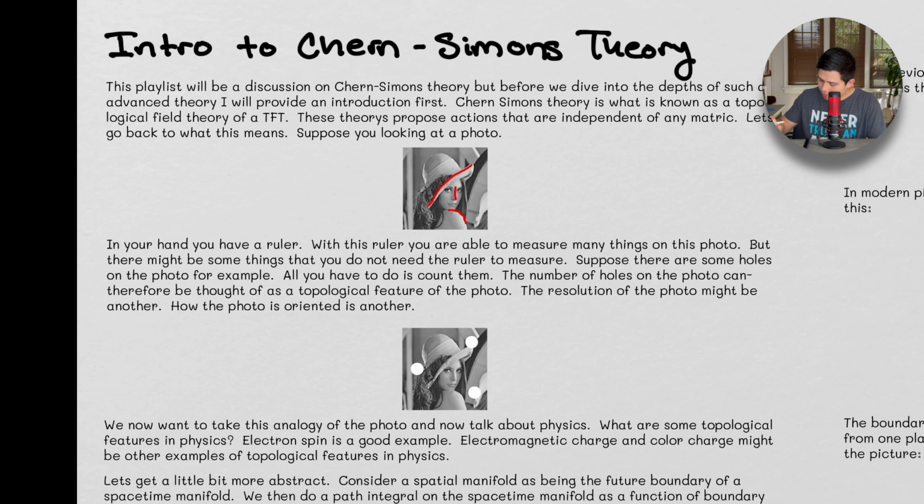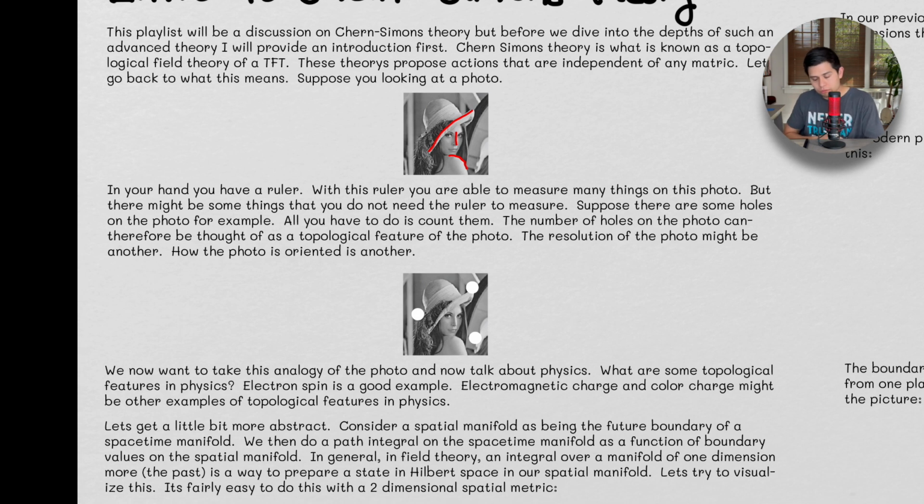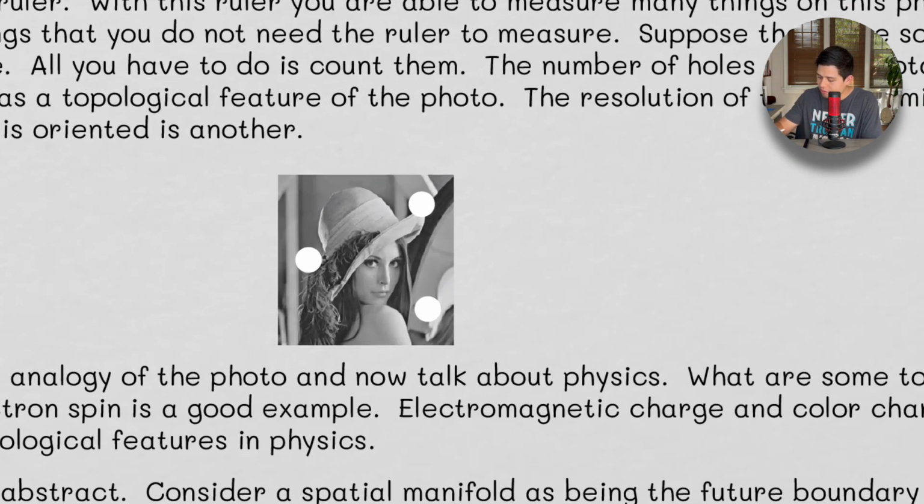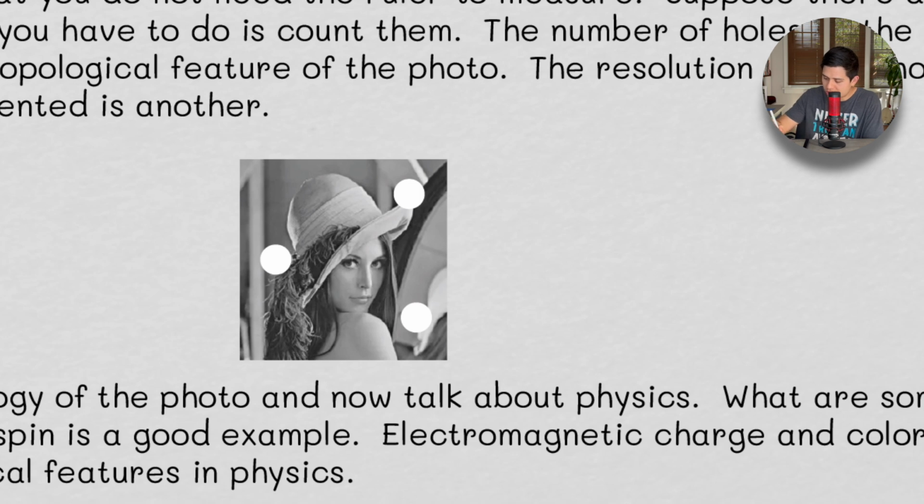There are some things, however, that you do not need a ruler to measure. Suppose I punch some holes in the photo, and all you have to do now is count them. The number of holes in the photo can be thought of as a topological feature of the photo. The resolution of the photo might be another one, and the orientation of the photo as well. So suppose we now have the same photo, but we hole punch it. We have a total of 3 holes. That's a topological feature of this photo: 3, the number of holes.